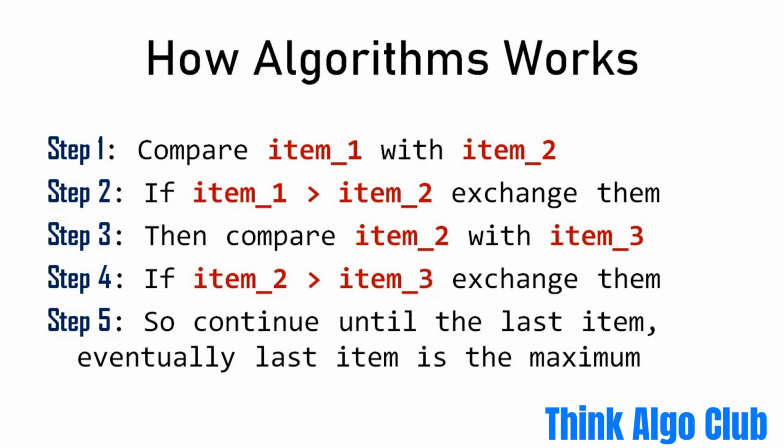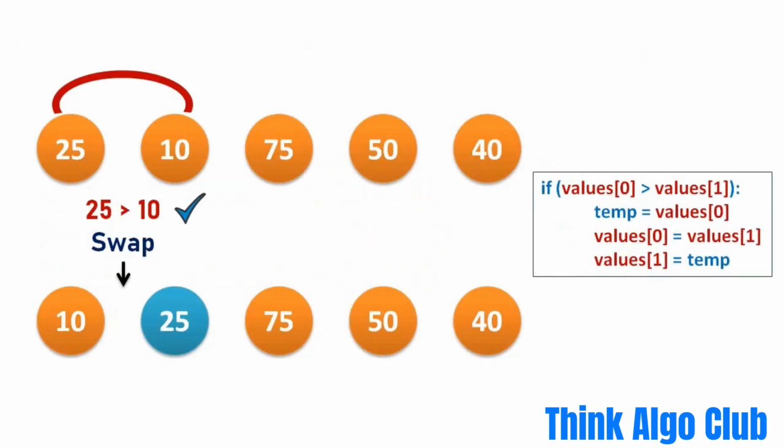But before we use the code, we are going to see this graphically. So look at the 5 values. We pick up the first 2 values, 25 and 10. We compare them. Is the first value greater than the second value? Yes. 25 is greater than 10. So we switch the values, and you can see in the next row 25 is highlighted in blue color. You can see the code for this action on the right side of the video.